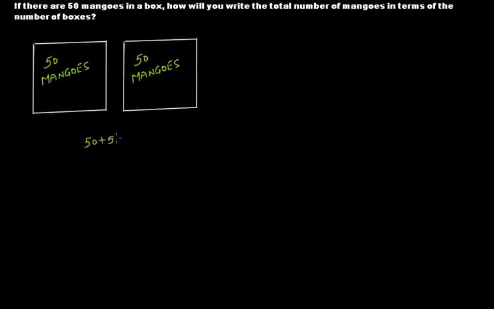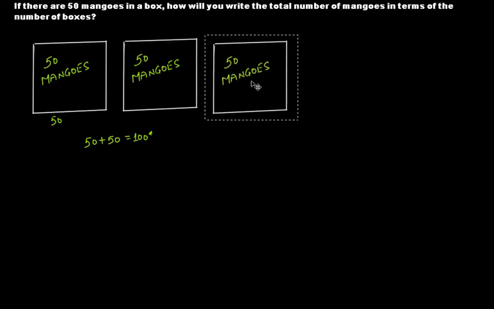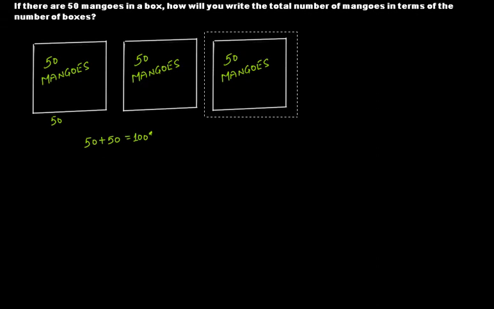So 50 plus 50, right? So this will be 100. So in this case, it was only 50. When we have two boxes, then we will have 100, right? If we will have three boxes, then we will have 50 plus 50 plus 50 is equal to 150, right?